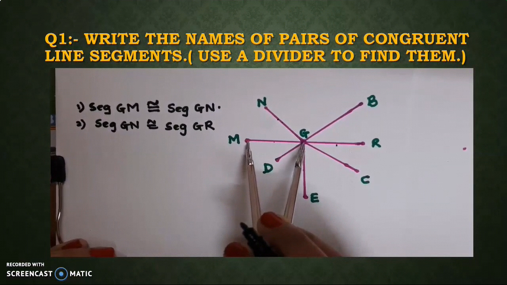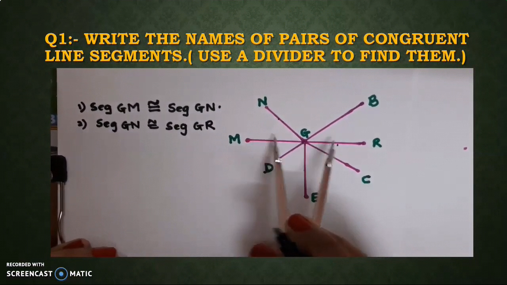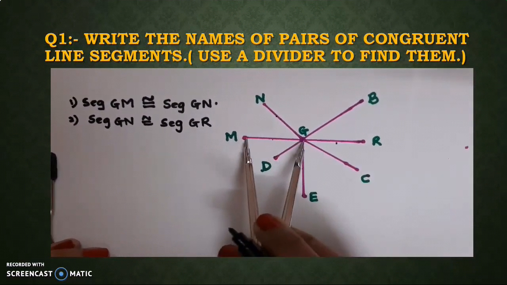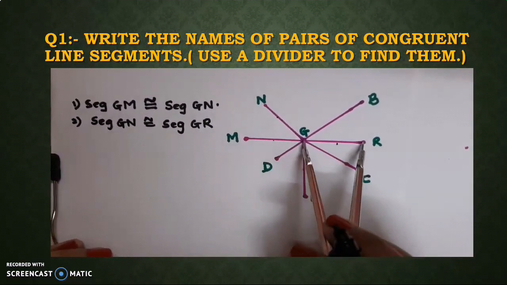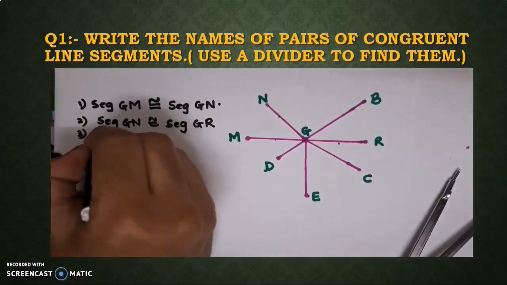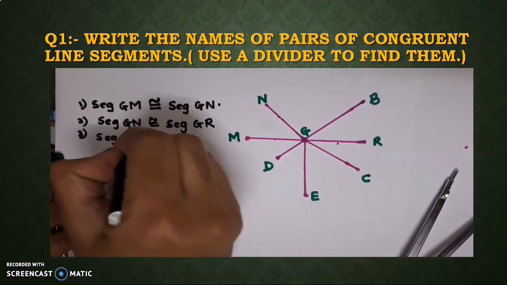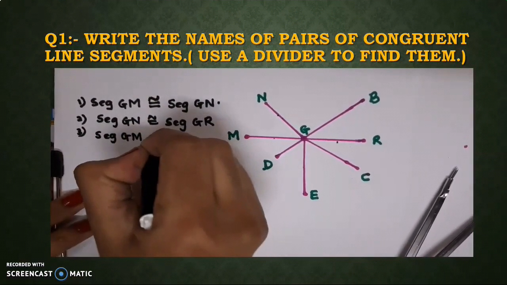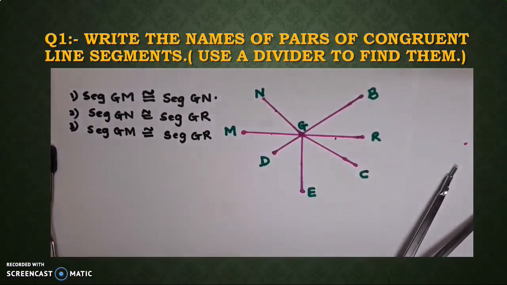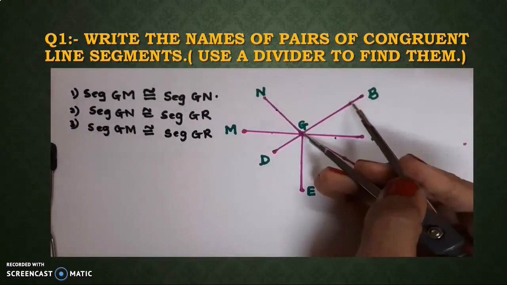Have a look. If I am keeping my divider from M to G, the same measurement is from G to R. So we will write now GM is congruent with GR. So our third point will be segment GM is congruent with segment GR. Now we will see the next segment.